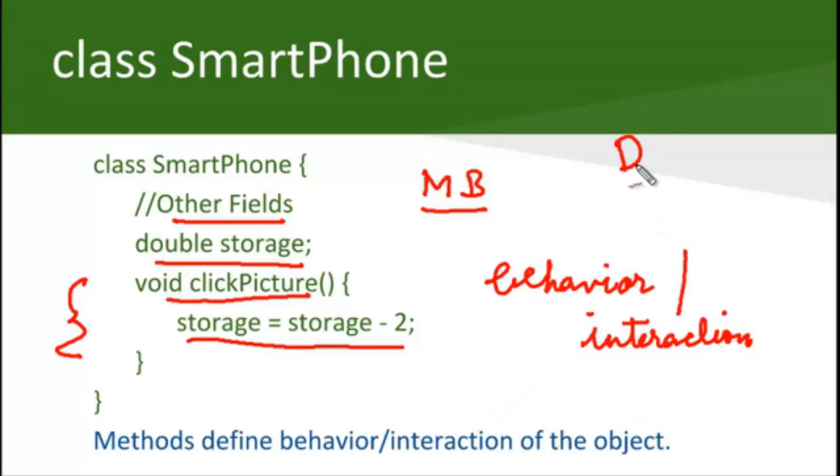For example, when you have the dog class, a dog barks, or when you have any other class, it performs a behavior and an interaction. So for example, when the smartphone clicked the picture, its storage reduced by 2. Methods define behavior and interaction, whereas fields are for the state of the object.